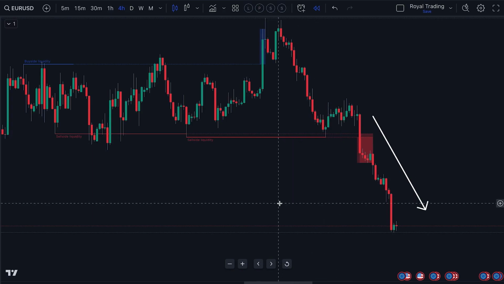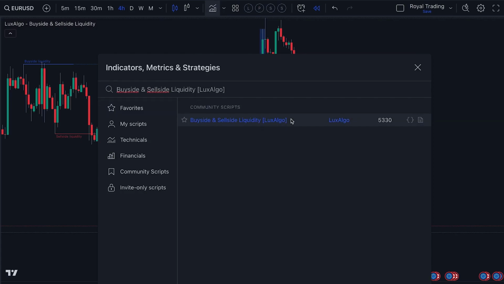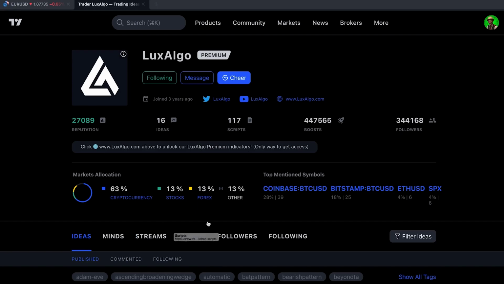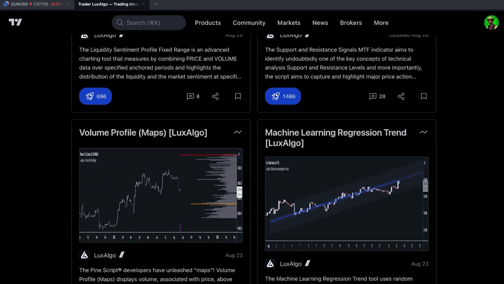We're talking about the LuxAlgo Buyside and Sellside Liquidity Indicator. It's another free tool from our friends over at LuxAlgo. As usual, you can access it by just searching for it, or you can always just save it to your favorites directly from their page. While there, look through the other scripts they offer.